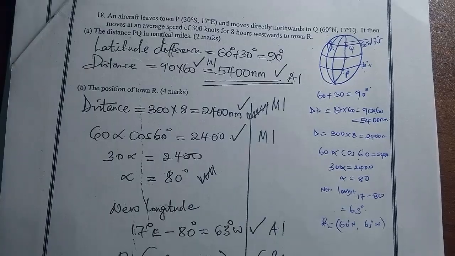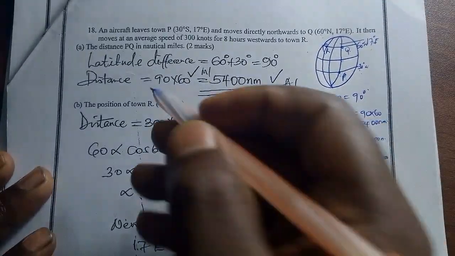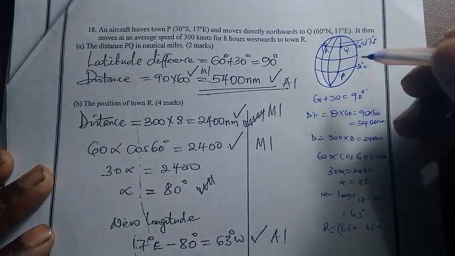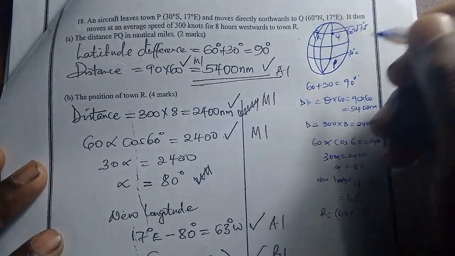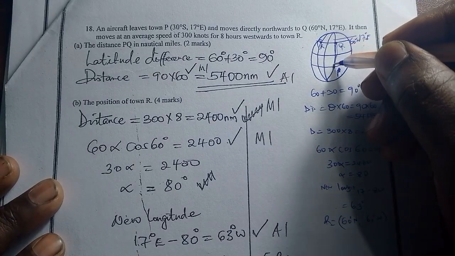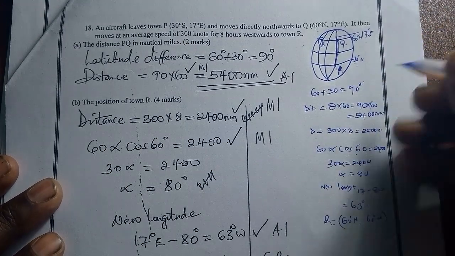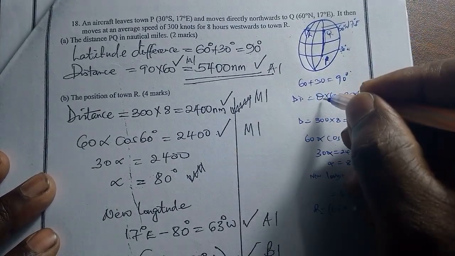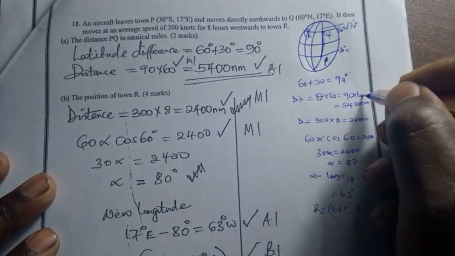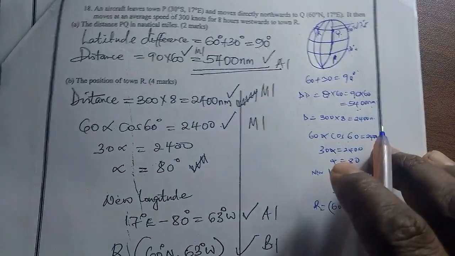That is the angle difference. If the distance is in nautical miles, remember we are moving around the great circle. Remember this is P. PQ is along the great circle, along the longitude. So how do you calculate the distance along the great circle? It is theta times 60. Our theta is 90. 90 times 60, that is 5400 nautical miles. It is as simple as that.